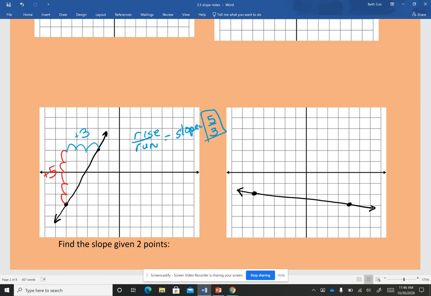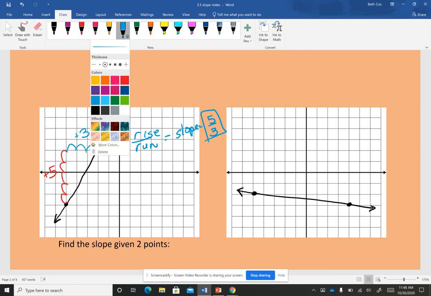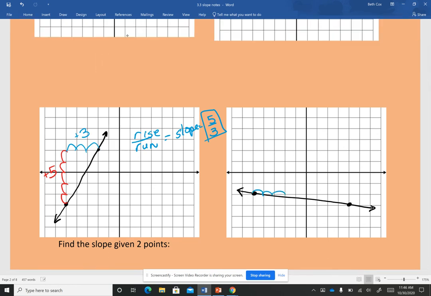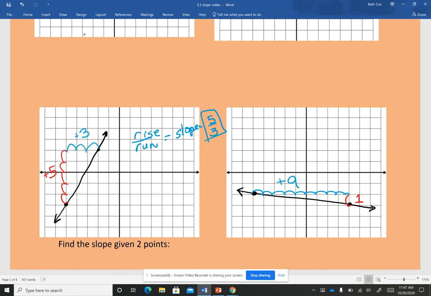All right. Now this one. What if we went the wrong way? What if we just did it differently? What if I did my run first? That's 9, and I went right, so that's positive 9. And then I went down 1, which is negative. It doesn't matter which way you go first, just know that the vertical has to be the number on top. My rise is negative. My run is positive. And so my fraction is negative 1/9.